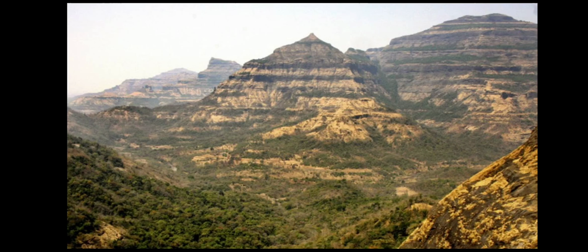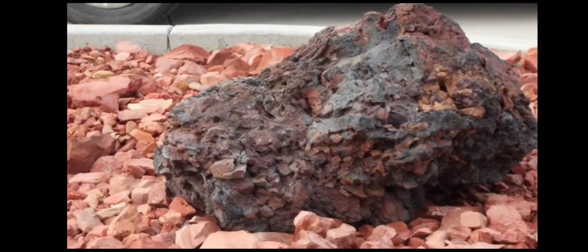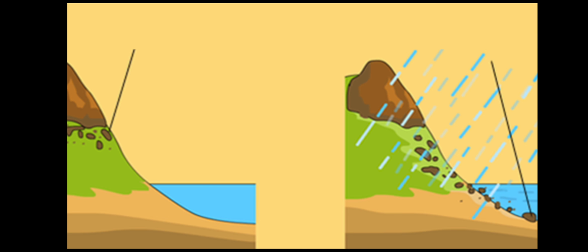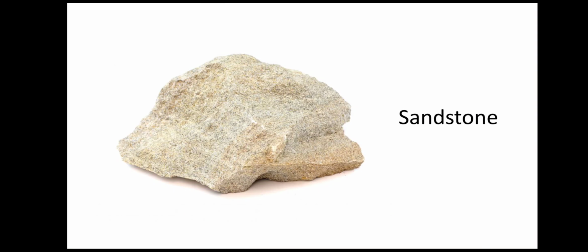Number 2. Sedimentary rocks. Rocks roll down, crack, hit each other, and break down into small fragments. These small particles are called sediments. These sediments are transported and deposited by wind and water. These loose sediments are compressed and hardened to form layers of rocks. These types of rocks are called sedimentary rocks. For example, sandstone is made from grains of sand.